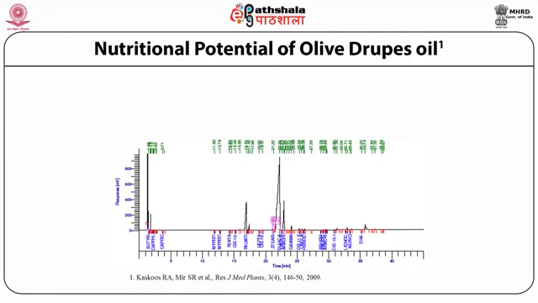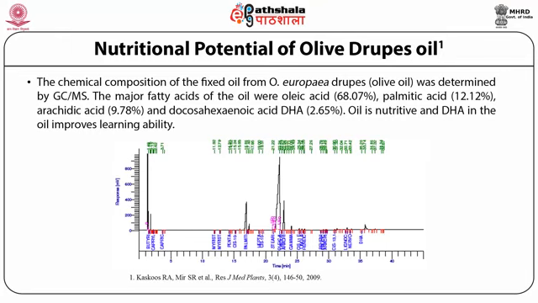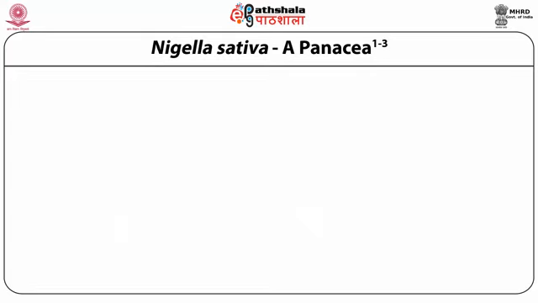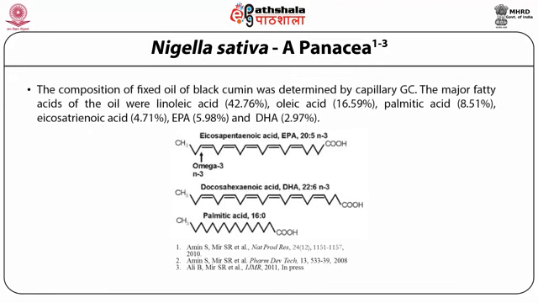GCMS, as I told you, is a very strong technique. It has been used for determining the nutritional potential of several oils that are used in food. So here the nutritional potential of olive drupe oil was determined by GCMS. These bigger peaks represent major fatty acids like oleic acid, palmitic acid, arachidic acid, and DHA, which is docosahexaenoic acid. The intensity of these peaks represents their content present in the oil.